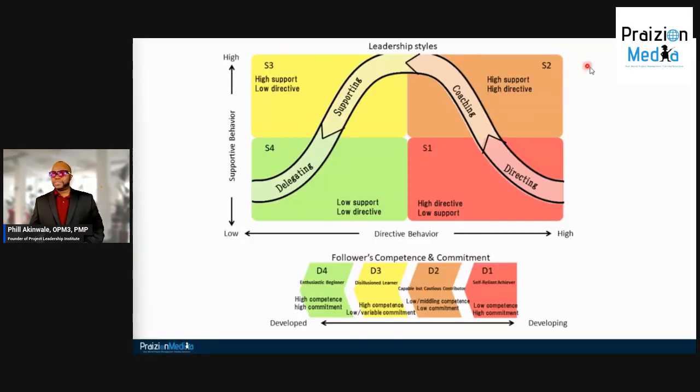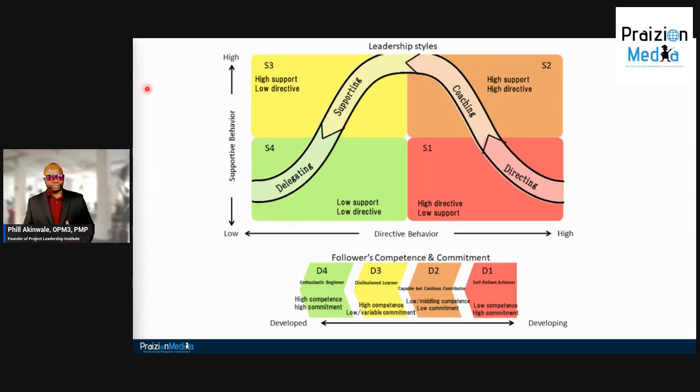Now let's go out and take a look at the grand scheme. So we've talked about S1. Let's talk about S2. Again, you can see that this is called the coaching style. It's also referred to sometimes as the selling style. So this describes a leadership approach that is high on both task and relationship behavior. You can see it's right there, high in supportive and high in directive. The leader still maintains decision rights regarding what the follower needs to be doing, how they should be doing it, and when it needs to be completed.